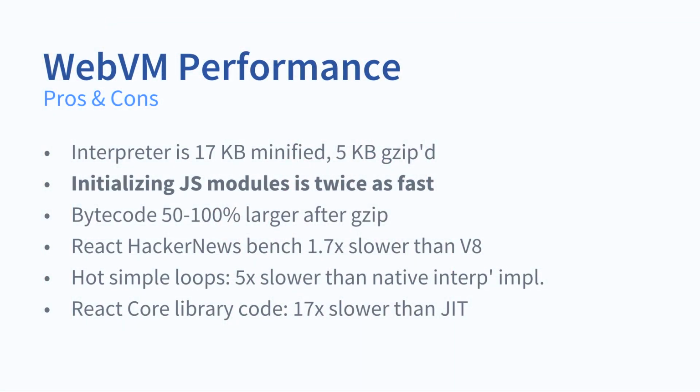But of course, some costs were prohibitive. The bytecode became larger after compression, even though it was smaller before compression. A benchmark that we had, which is Hacker News implemented in React, became significantly slower. Hot loops were slow, and React core library code was, again, prohibitively slow.